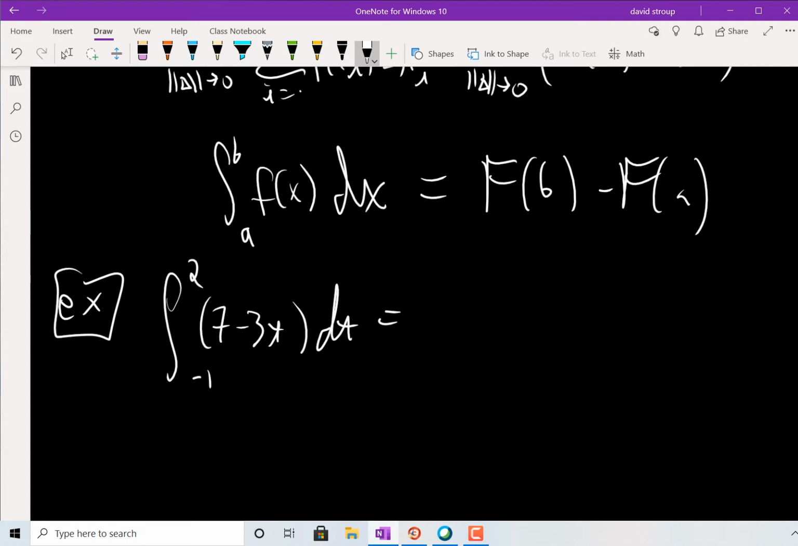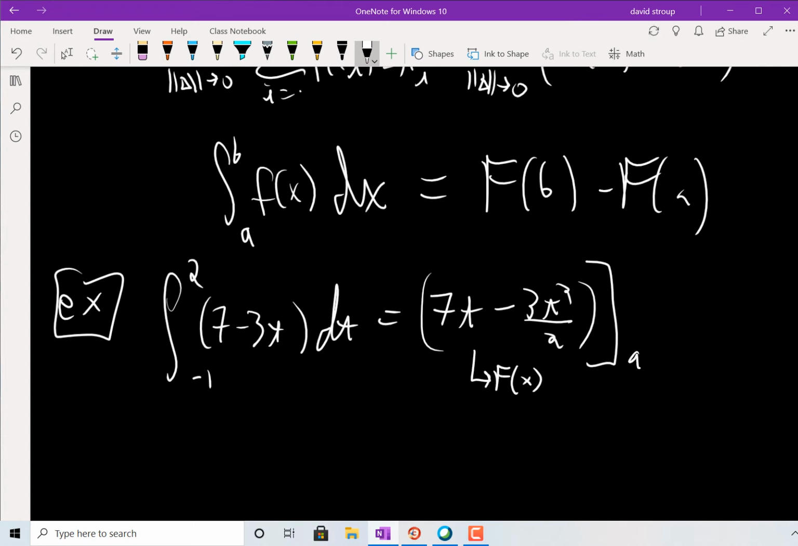So first thing, get the antiderivative. Integral of 7 is 7t, integral of 3t is 3t squared over 2. And this thing right here is your big F of x. We need to evaluate that from a to b. In this case, a is -1 and b is 2.